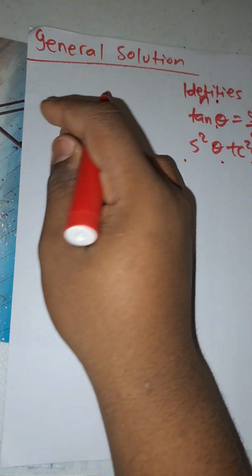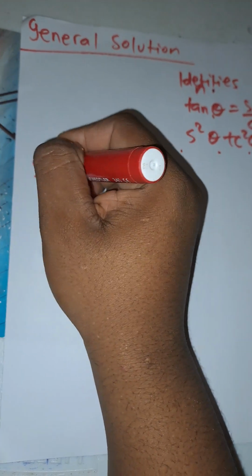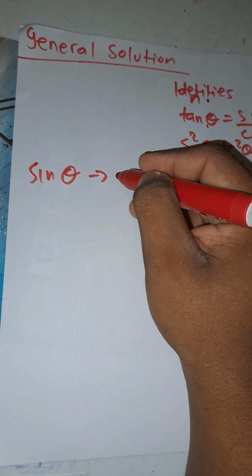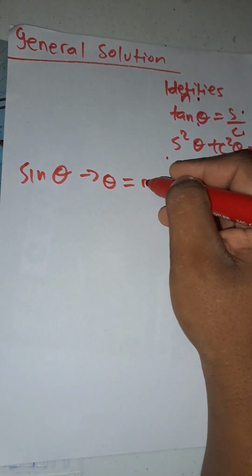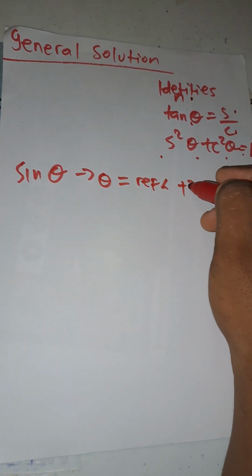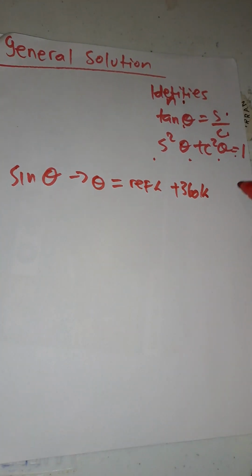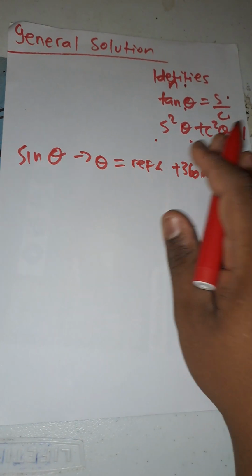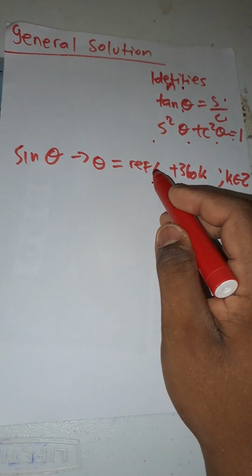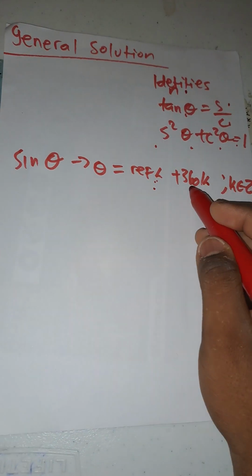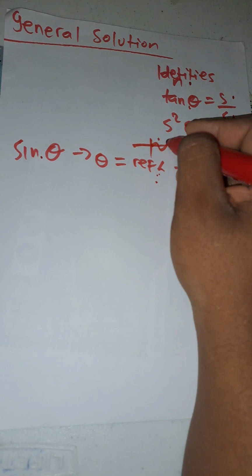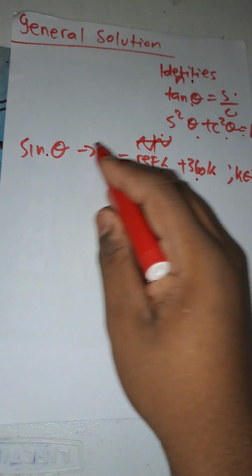The first thing that you must know: for sine theta, your answer must be represented like this. Theta is equal to reference angle plus 360k. And then you must include this k element of real numbers. Okay? This reference angle is the one that you'll get. This 360 is the period of sine theta. You'll need to know this in the graph that you'll be doing soon. The period of the sine graph is 360.